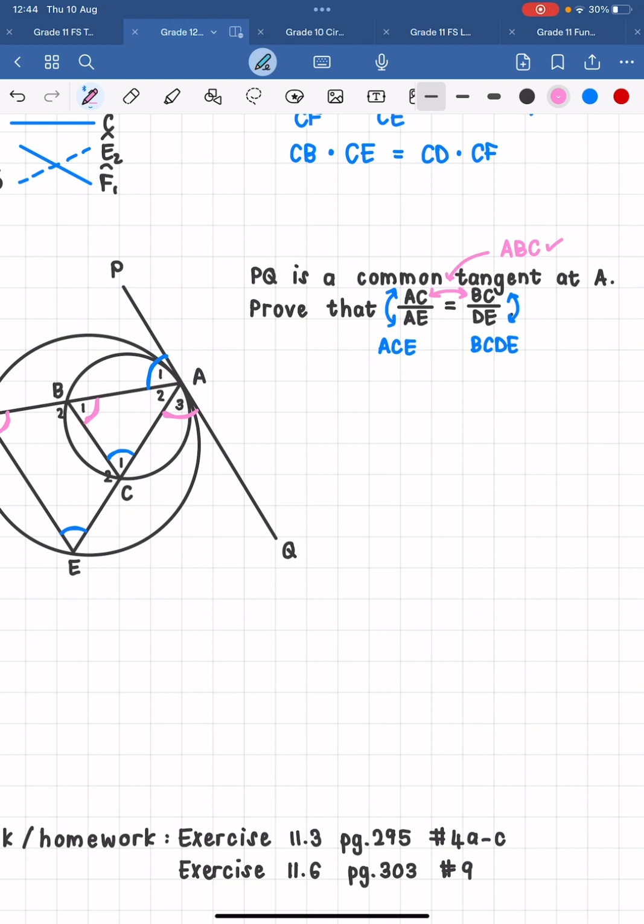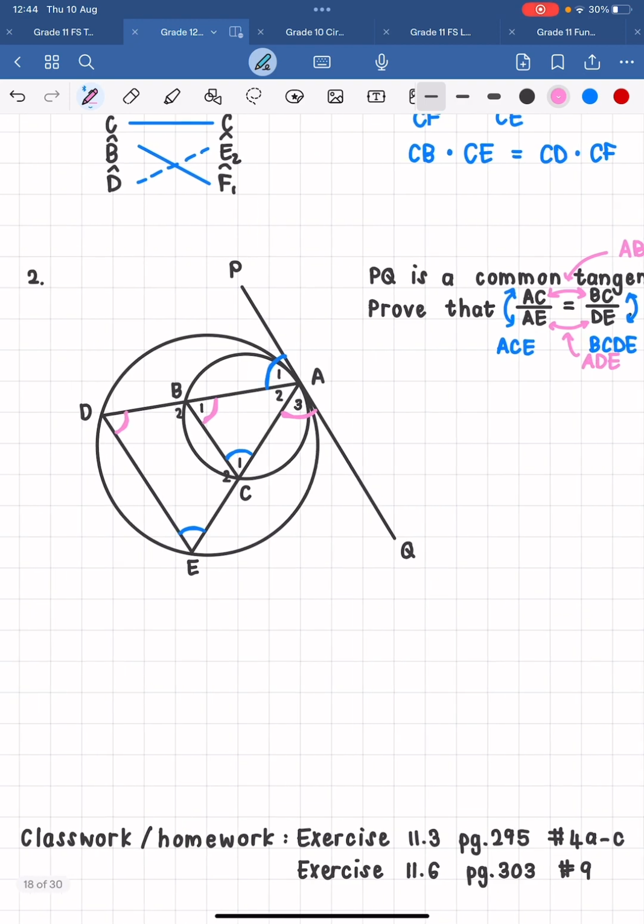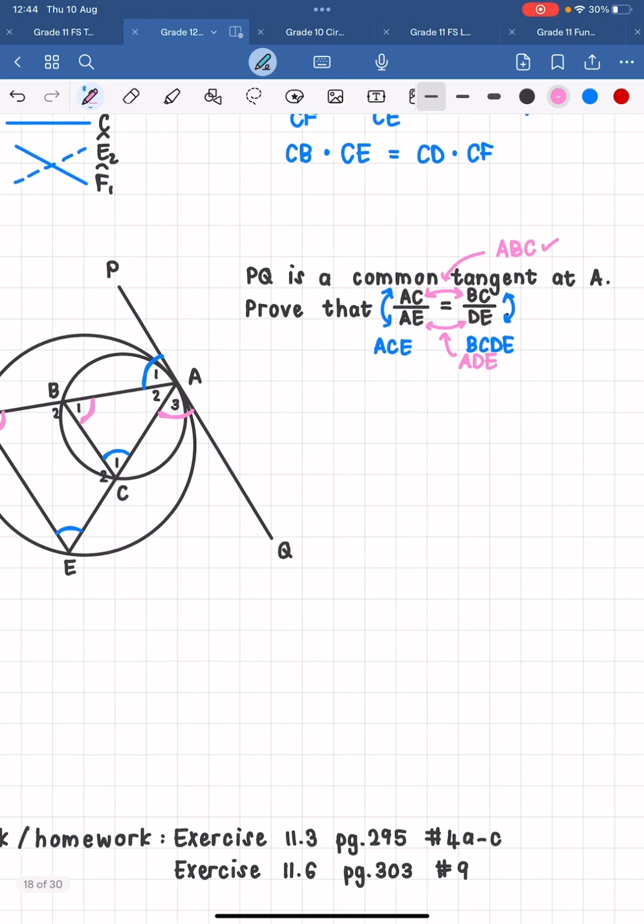Then I'm going to look at the bottoms, the denominators. The 3 letters that I have there are ADE. Right? And is that a triangle? ADE? Yes, that is the big triangle. So I'm going to work with that triangle because if I work with that triangle, I'm going to get AE and DE from it. Because AE and DE are both sides in that triangle.